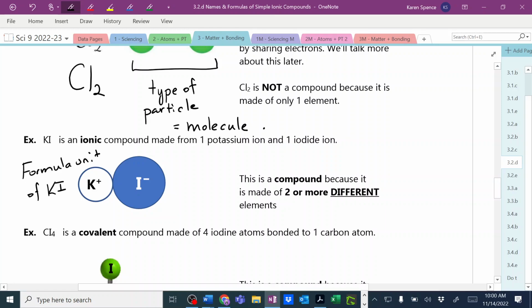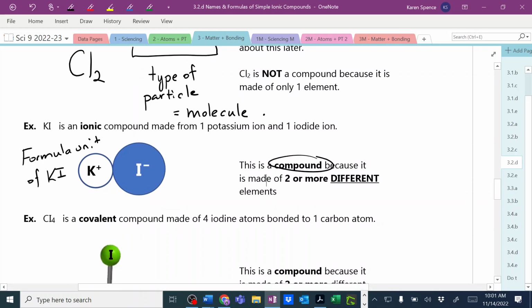Okay. This is a compound because it is made of two or more different elements. And it is made of a metal and a non-metal. And when we have a metal plus a non-metal, what kind of compound is that? I thought I heard someone say it, ionic. Okay, a metal plus a non-metal is an ionic compound.